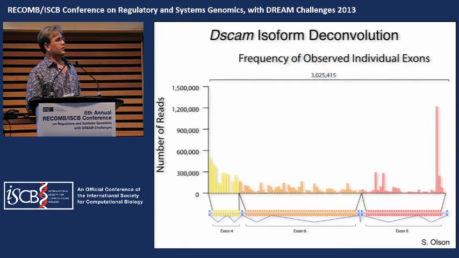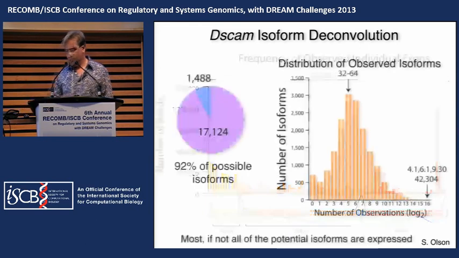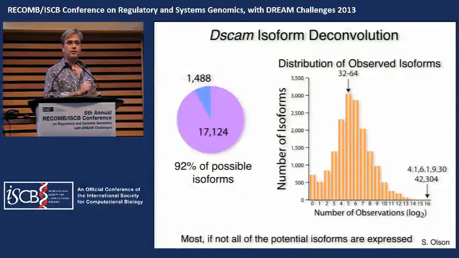So doing that, this is just one experiment where we had about 3 million independent clusters, and this is the frequency with which we observed each individual exon in those. We observed all but about 4 of the exons included in this particular experiment, and since we just focused on exons 4, 6, and 9 and not exon 17, there were only 19,000 potential isoforms, and we basically observed 92% of them in this single experiment.